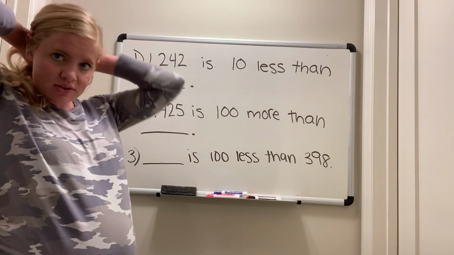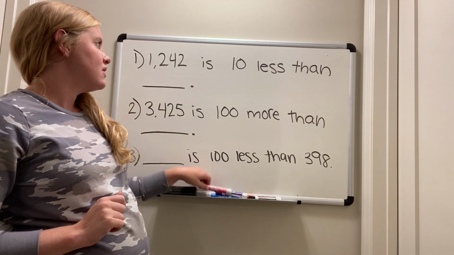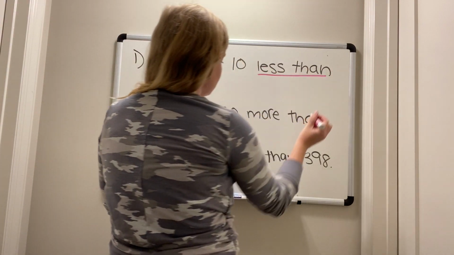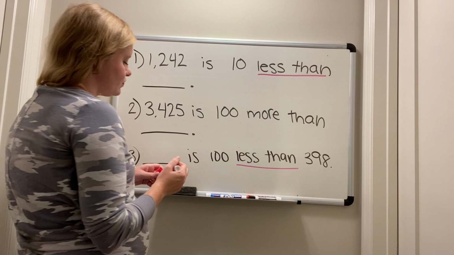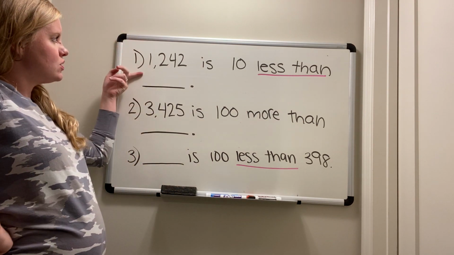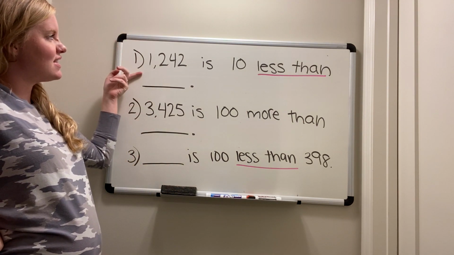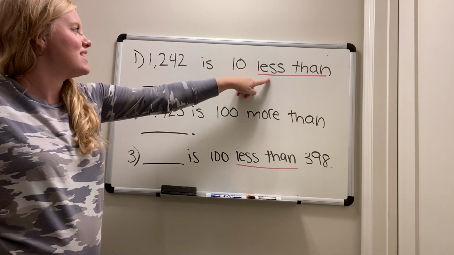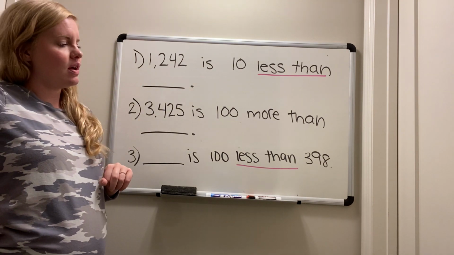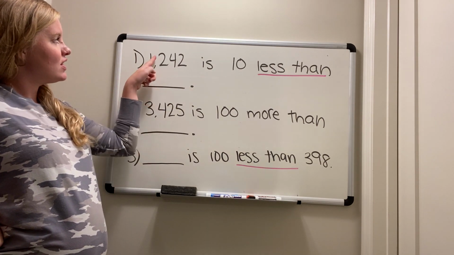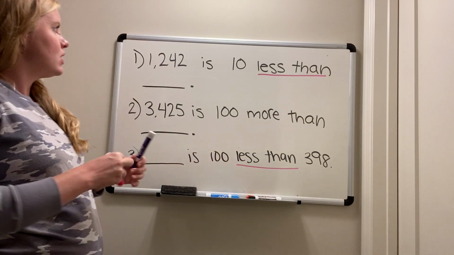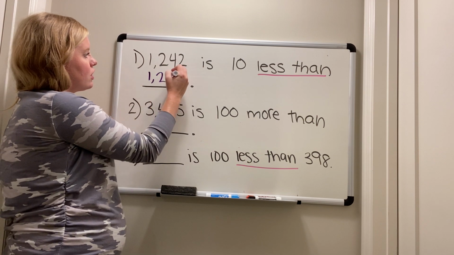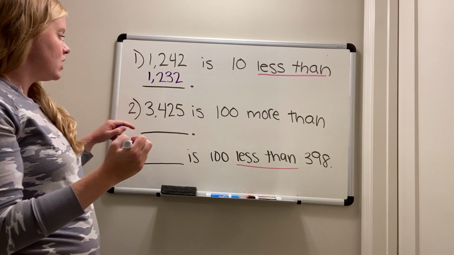Okay, welcome back, scholars. I hope that you noticed that even though in the last 3 we had more than, now we have 1 less than, 2 less than. Okay, 1,242 is 10 less than blank. So is this number going to be less than this number or more than? Good, this number is less than. It tells us right there. So we subtract 10 from this number, it'd be 1,232.